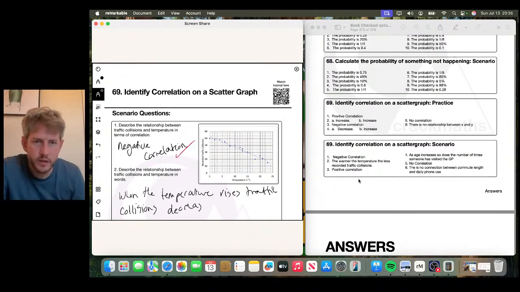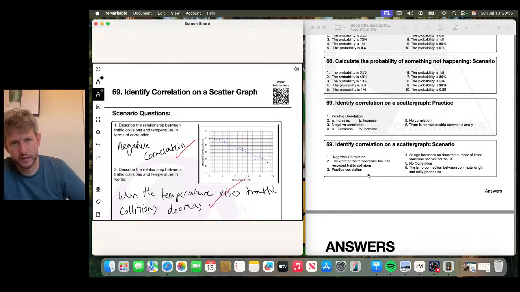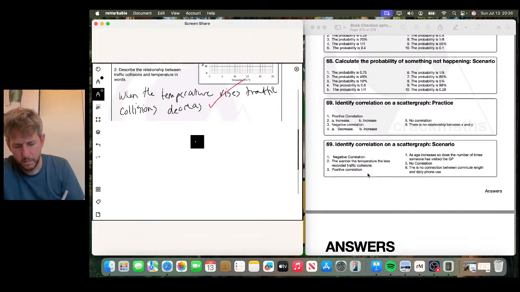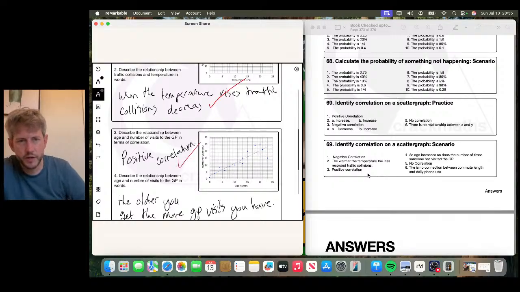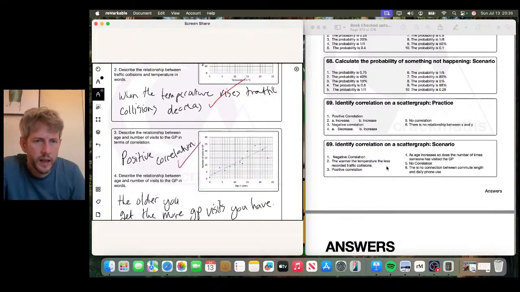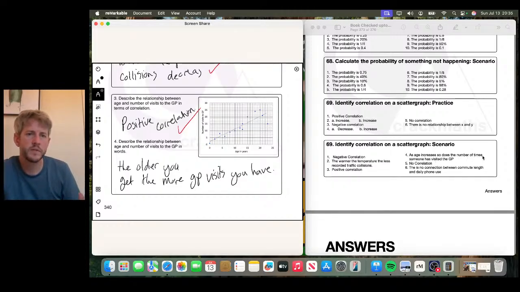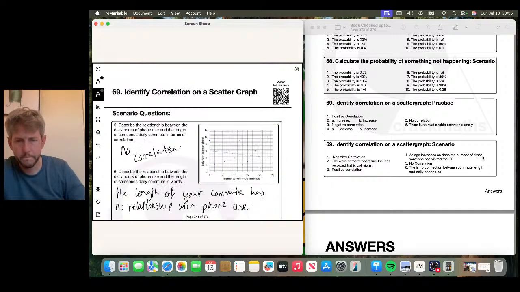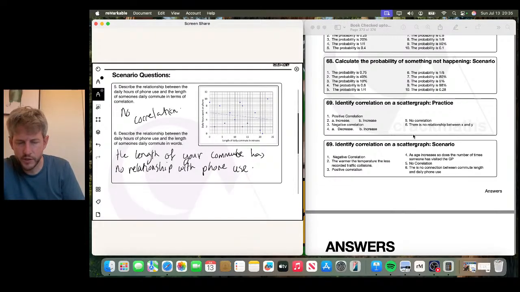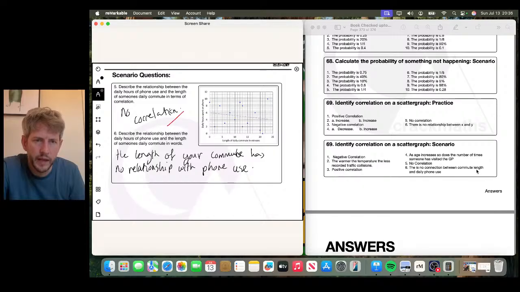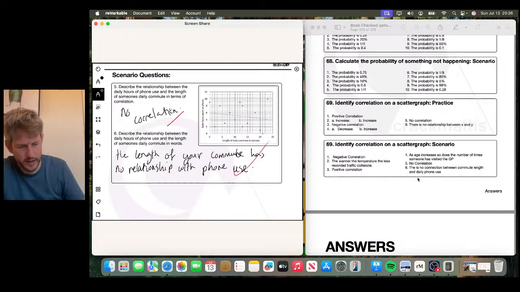Negative correlation, the warmer the temperature, the fewer recorded traffic collisions. Yeah. Positive correlation, as age increases, so does the number of times someone has visited the GP. Yeah. No correlation. There is no connection between commute length and daily phone use. Excellent.